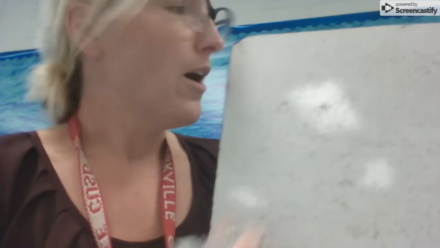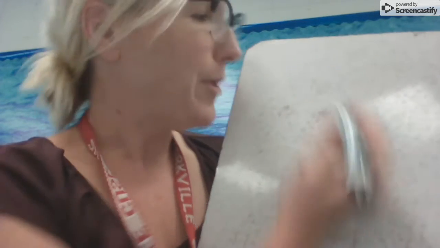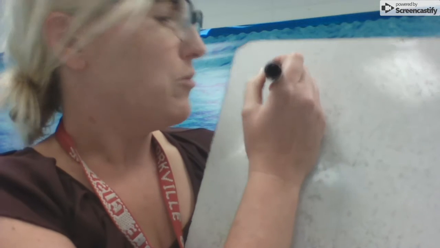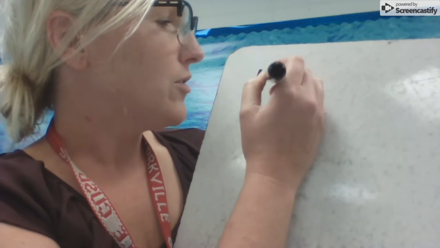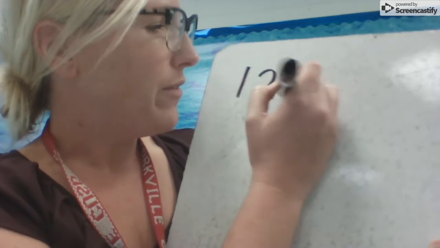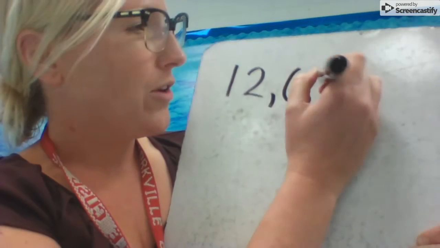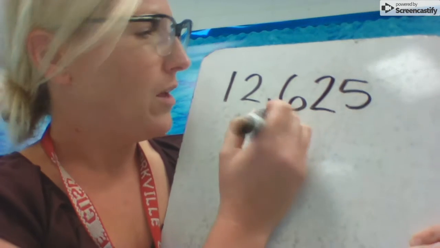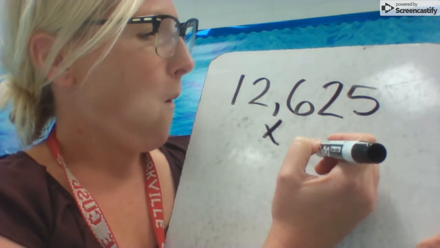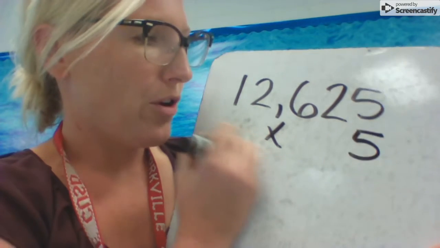Today I'm going to have you working on multiplication because I know that's something you're really excited about. We'll head back to place value, but since you're going to be on your own for your first thing, I wanted to give you something that you're excited about. So let's start with some multiplication. Let's go with 12,625 times 5 to start off.